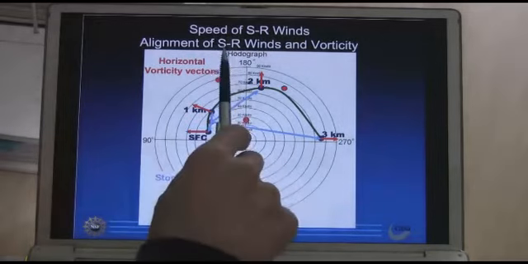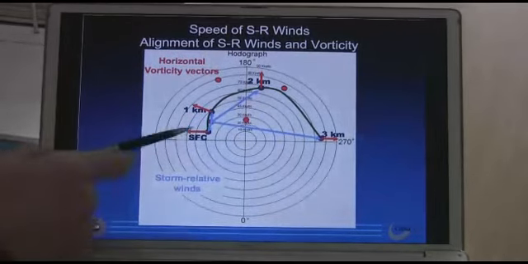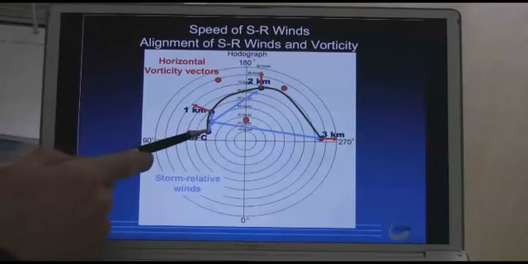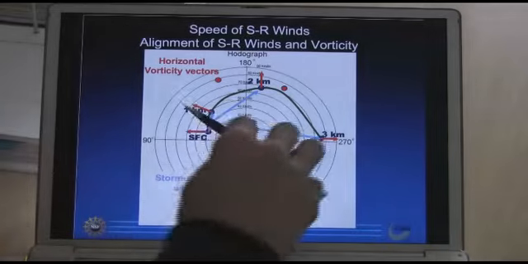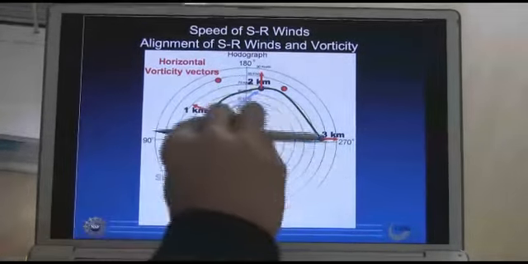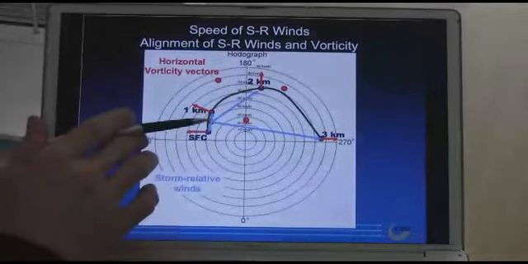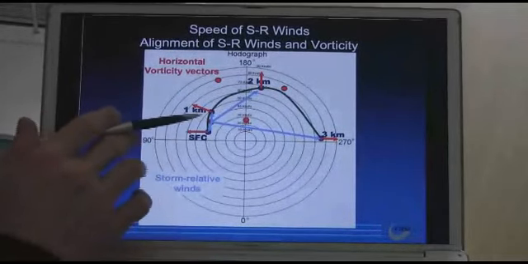So is there good alignment between the storm relative winds and the horizontal vorticity? Well, at the surface in 1 kilometer alignment, forget it. They're almost perpendicular, right? Here in red is a horizontal vorticity vector, right? 90 degrees to the left of the shear vector. Here's a shear vector turning with height. Vorticity vector is pointed 90 degrees to the left of that. And the storm relative wind vector you see in blue here is almost perpendicular to that.